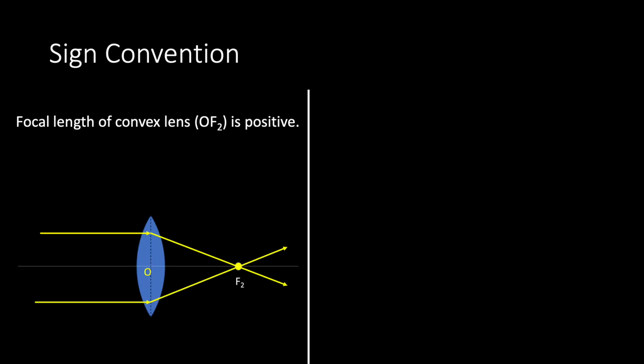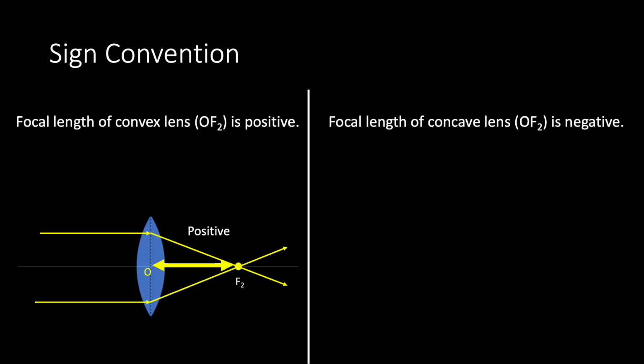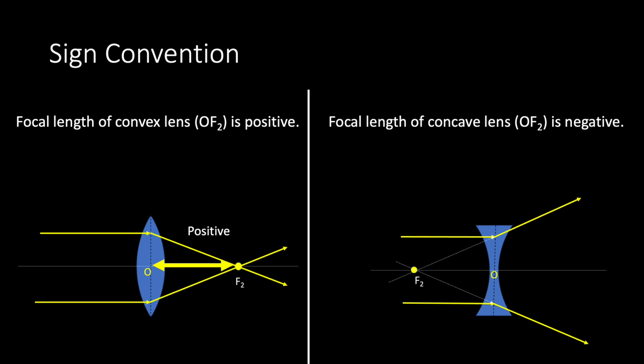Now let's apply this to focal lengths. Focal length of a convex lens is positive. For a convex lens, light converges on the right side. We measure the focal length in the direction of light. Therefore, the focal length of a convex lens is positive. For a concave lens, the principal focus is on the left. So its focal length is always negative.